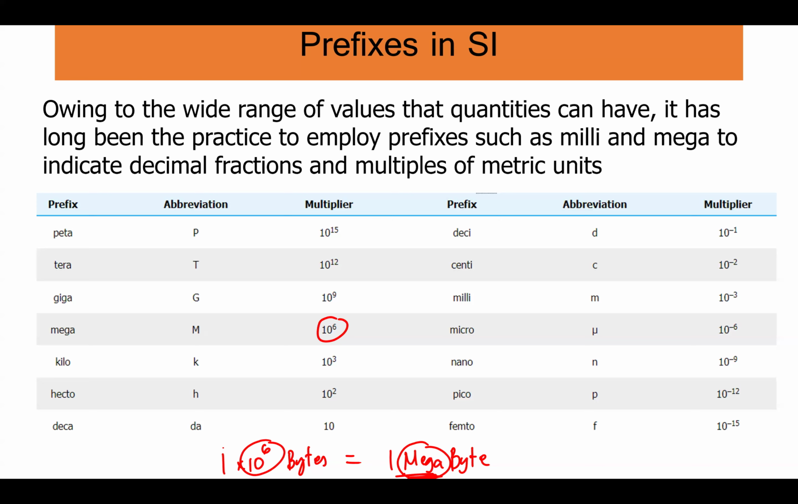If you have kilo, that's 10 to the 3. So if I say 1 kilogram, that simply means what? You have 1 times 10 to the 3 grams. Our prefix here is kilo. Comprende? Yes, sir. That's your prefix. So we also have prefixes deci, centi, milli, micro, nano, pico, femto, okay?